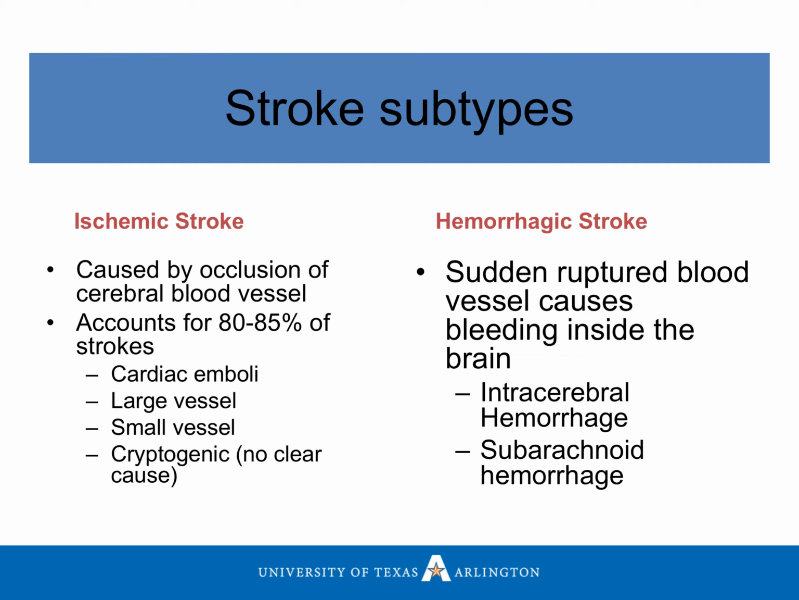Hemorrhagic stroke is caused by a sudden rupture of blood vessels that leads to bleeding inside of the brain. The two main types of hemorrhagic stroke are intracerebral hemorrhage and subarachnoid hemorrhage. Today we'll also talk about a couple other types of brain hemorrhages that are not considered stroke but are caused by trauma. I wanted to include them because their management is similar, and we do see those in the older population.